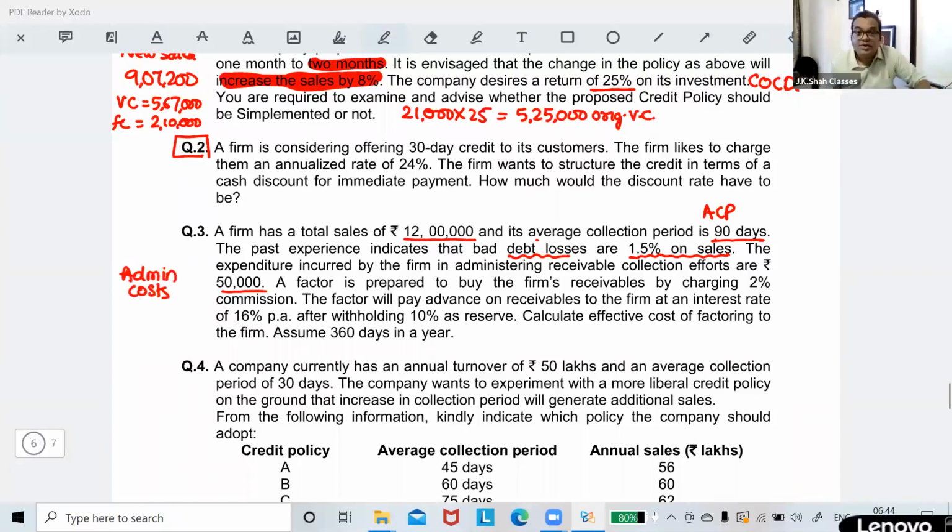A factor is prepared to buy the firm's receivables by charging 2% commission. Okay, great. The factor will pay advance on the receivables to the firm at an interest of 16% per annum. So this is interest on advances. Okay, fine. First, see what is asked. After withholding 10% reserve. So this is the factor reserve. Calculate effective cost.